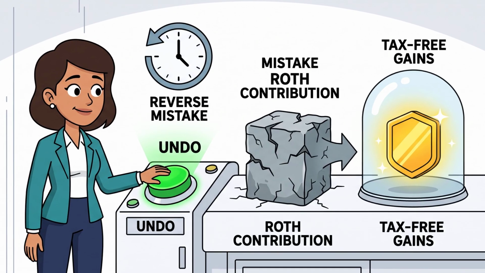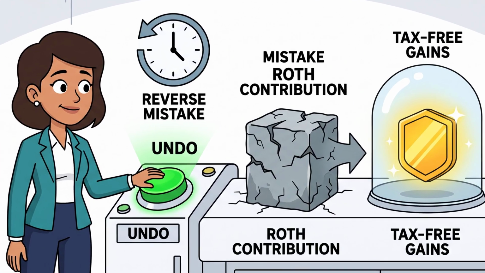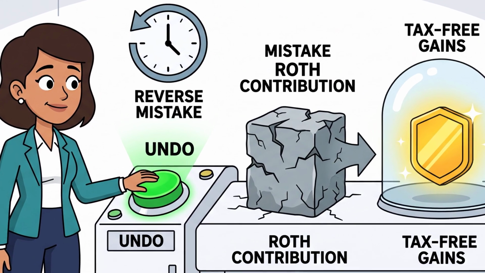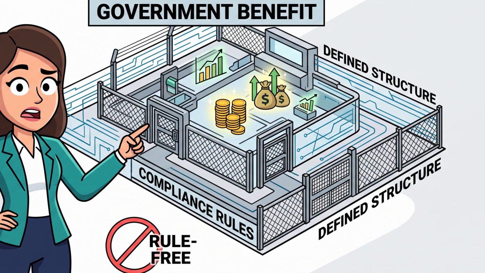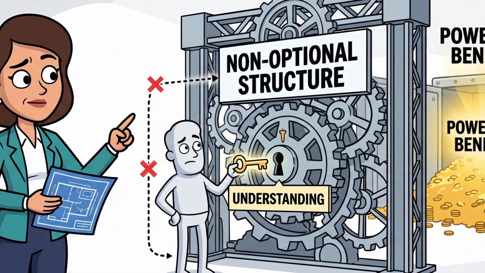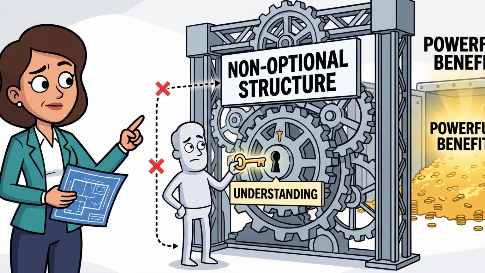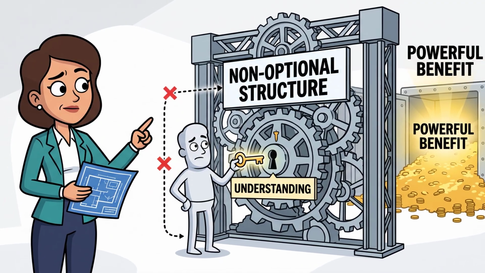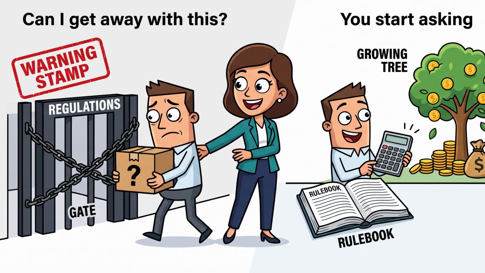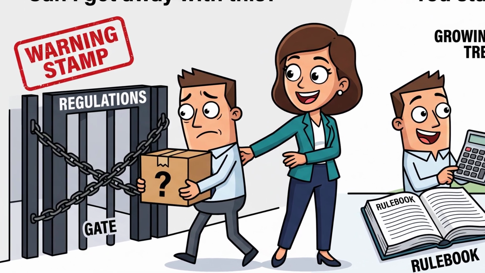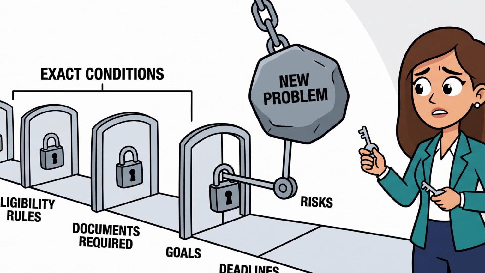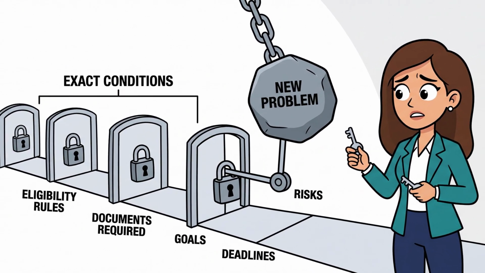The deeper lesson behind the undo button, how to reverse a Roth IRA mistake legally, is that tax-free or tax advantage does not mean rule-free. It means the government is offering a benefit in exchange for staying inside a defined structure. The benefit can be powerful, but the structure is not optional. Once you understand that, the entire subject becomes less mysterious. You stop asking, can I get away with this? You start asking, what exact conditions make this work, and can I meet them without creating a new problem?